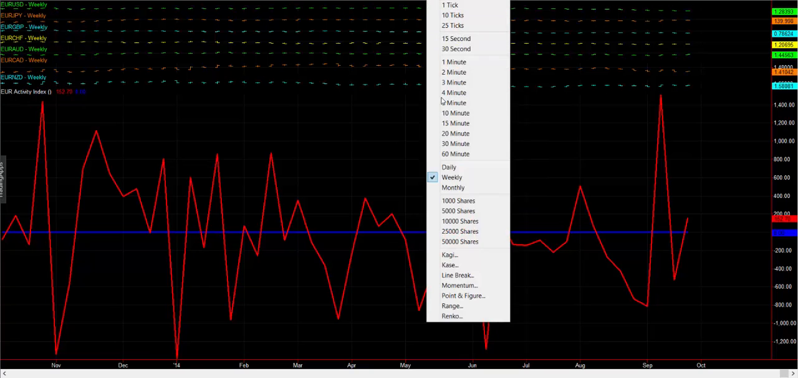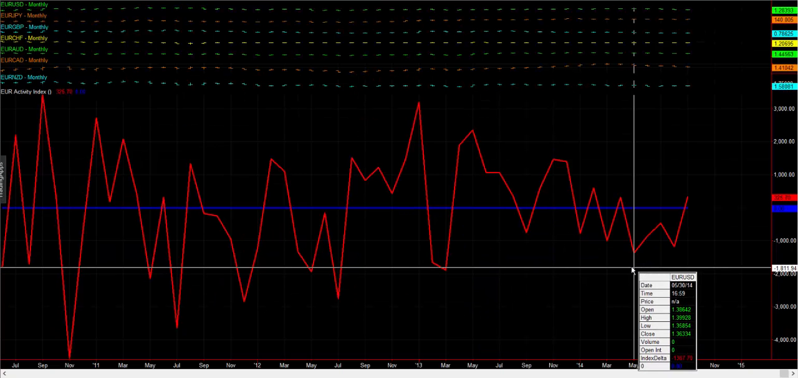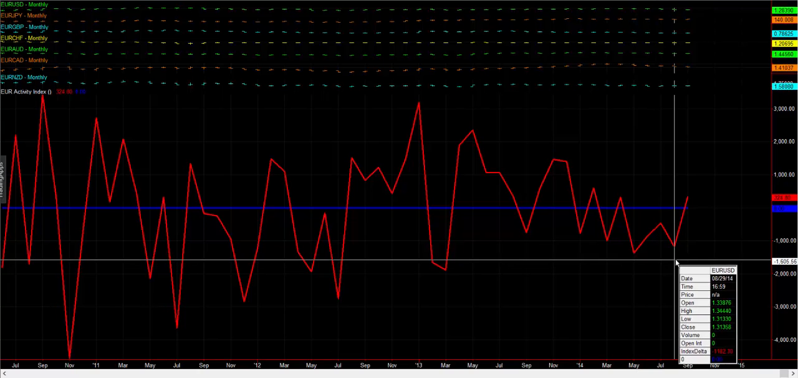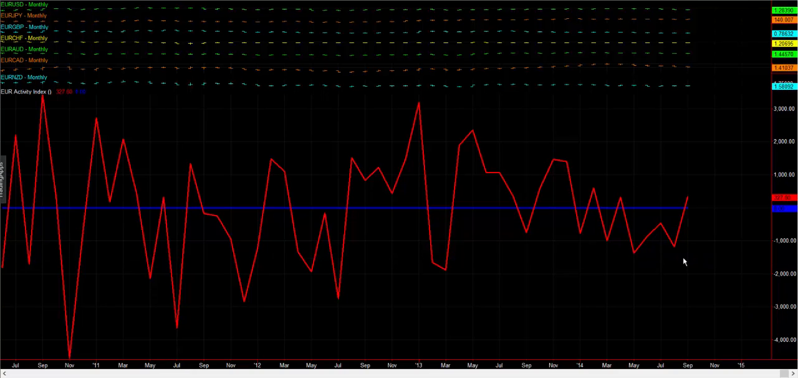Finally, on a monthly chart, let's go ahead and take a look at that real fast. We see several months of selling pressure here, starting from May, and we have just moved a little bit higher across the board here in September. We will see if that is sustainable.